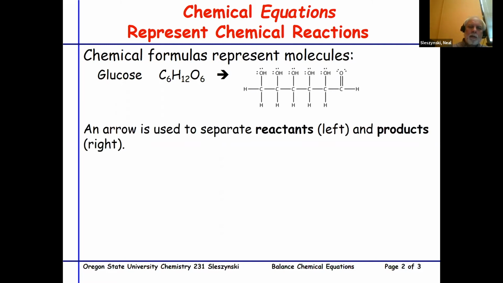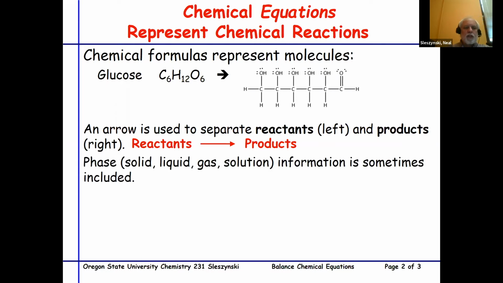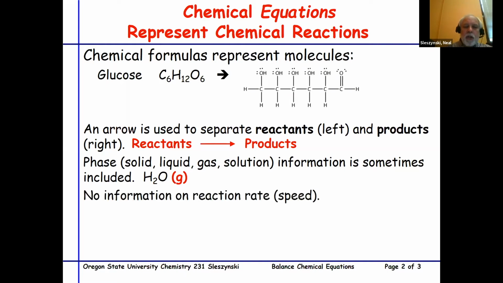When we're writing chemical equations, an arrow is used to separate reactants, which will be on the left side of our equation, from the products, which will be shown on the right side of our equation. In some chemical reactions, we'll also show phase information, whether the material we're using is in the form of a solid, liquid, a gas, or in solution. It should be noted that in balanced chemical equations, there's no information about the reaction rate, which will be addressed in future lectures on kinetics.